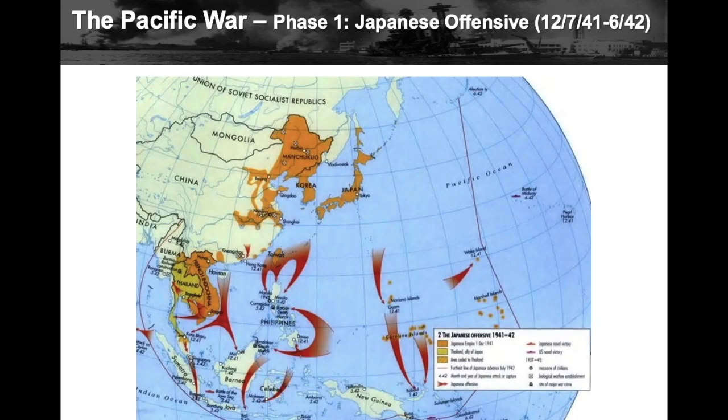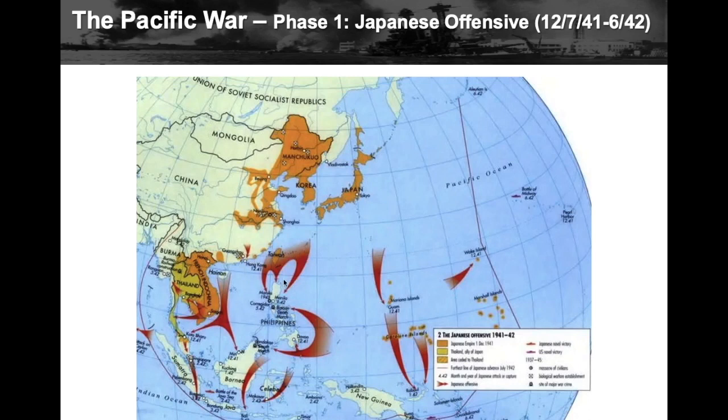All right, Phase 1, the Japanese offensive from December 7th of 41 to June of 42. Again, another map here of the world. Over here is Hawaii with Pearl Harbor. And you see the Japanese offensive, and they obviously, here's Japan, here's Manchuria and areas of China that they've taken, and here's Indochina, which is today's Vietnam. They took control of that. There's some other pockets that they have.